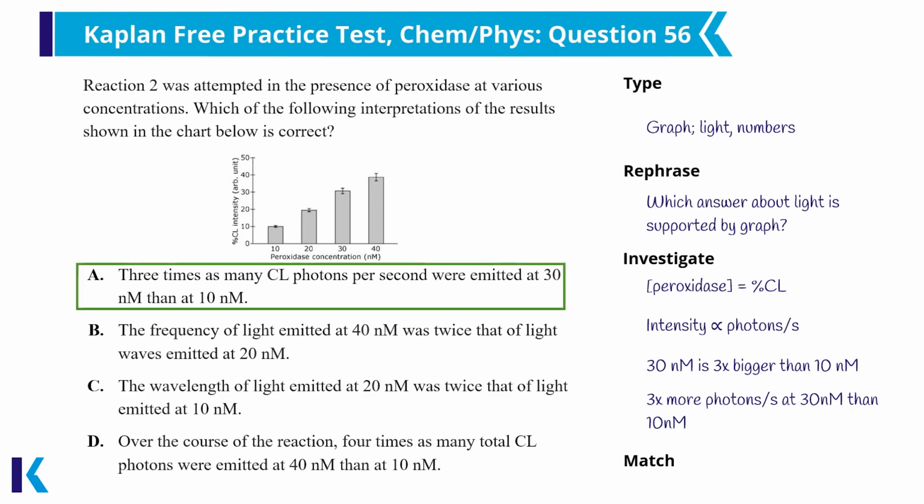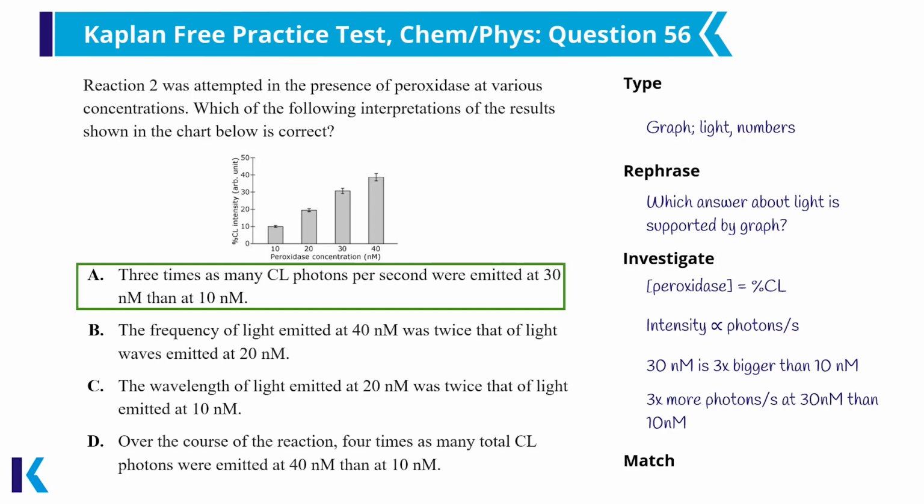B and C make statements about the frequency and wavelength of light being emitted and it changing between concentrations, but that's not what's changing with intensity, it's the number of photons. Changing wavelength and frequency would change the type of light being emitted.